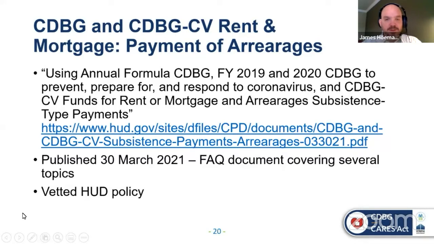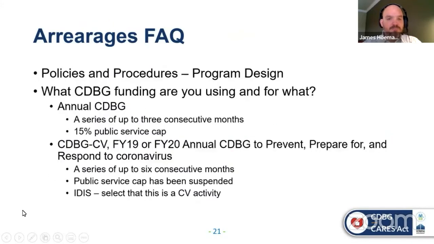So I'm going to go through kind of briefly what's in that document, but I encourage you to download that, in particular if you are paying for arrearages with either your annual funding or in order to address coronavirus, and hang on to that. This would be good documentation for you to show your state auditors or anyone else who audits. And if you have questions about it, go to your local field office and we'll get you taken care of.